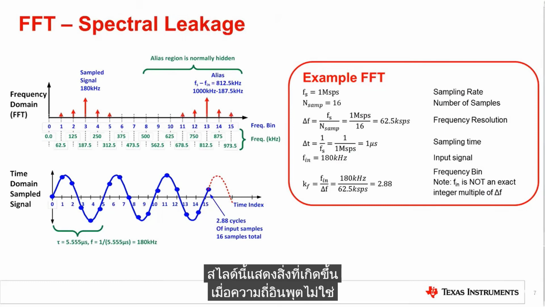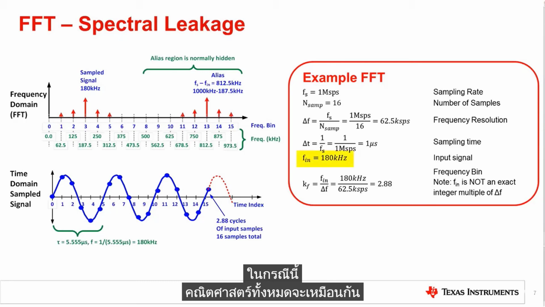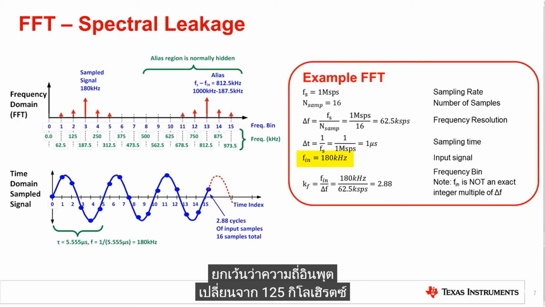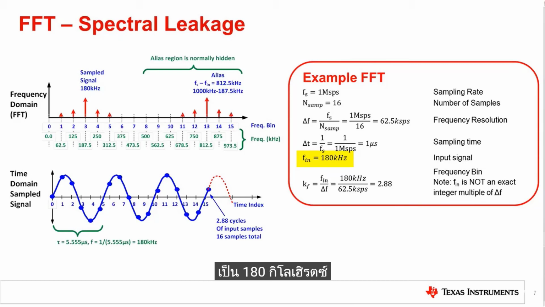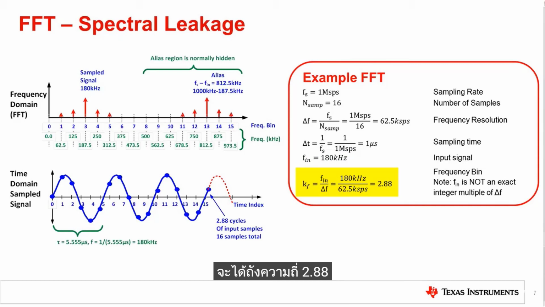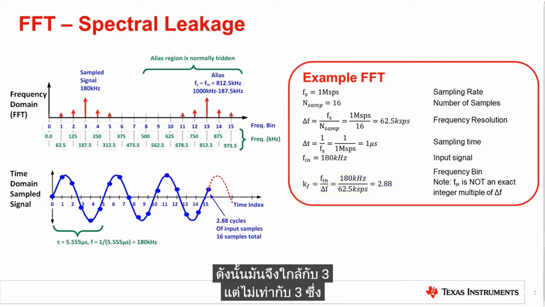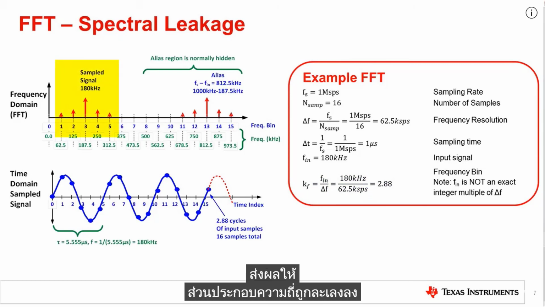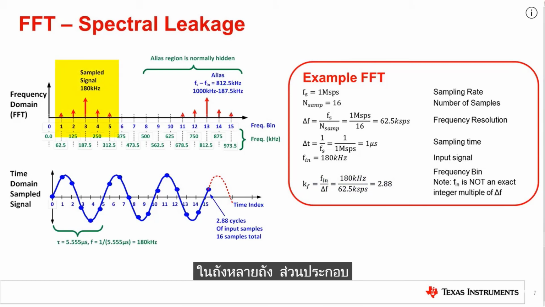This slide shows what happens when the input frequency is not an exact multiple of the sampling frequency. In this case, all the math is the same except that the input frequency is changed from 125 kHz to 180 kHz. Calculating the frequency bin for 180 kHz gives a frequency bin of 2.88, so it's close to 3 but not exactly 3. This results in smearing the frequency components into multiple bins.